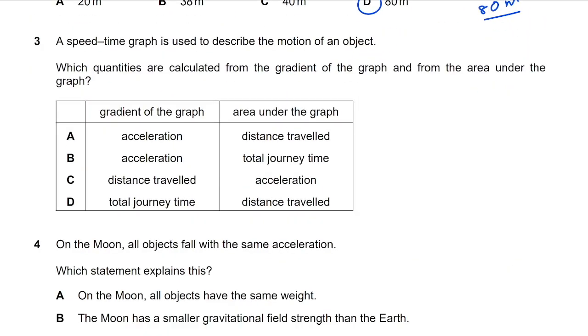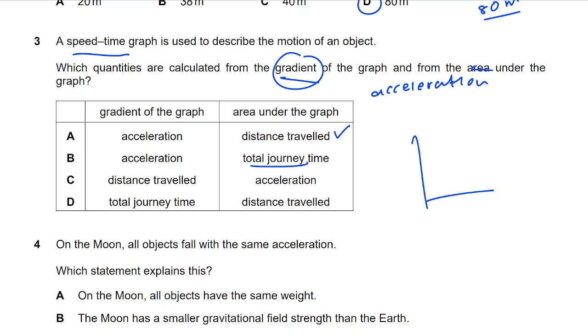A speed time graph is used to determine the motion of an object. Which quantities are calculated from the gradient and the area under the graph? Now, when looking at the gradient of a speed time graph, we usually look at acceleration, okay? And the area under the graph, we look at the distance traveled. For the total time taken, remember it's a speed time graph, so we have speed here, we have time here. So if you want to look at the total journey time, you'll just look at where the graph ends. So you really can't look at the area under the graph. You can only look at the distance traveled.